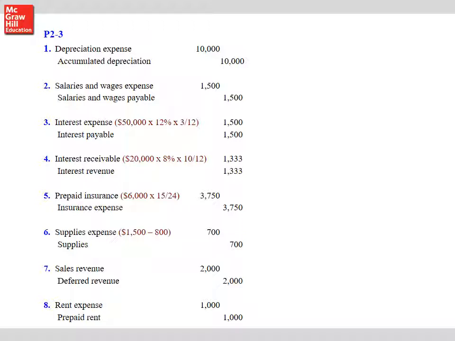Remember, the key reason for adjusting journal entries is we're just finding missing revenues and expenses and getting them recorded so that when our financial statement is done, it reflects the true amount of revenue and the true amount of expenses. So in number 1, depreciation on the office equipment for the year is $10,000.